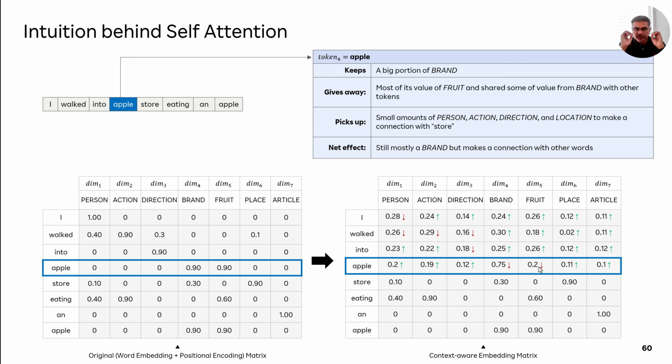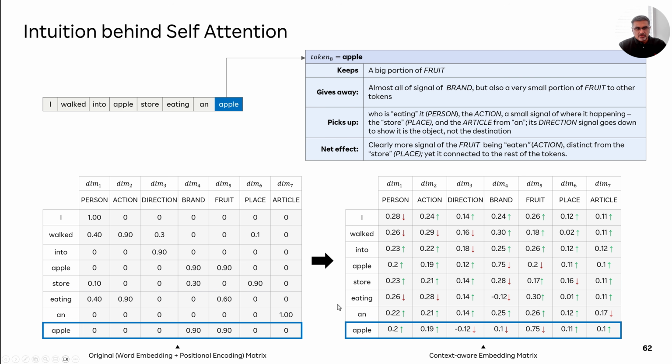So it has to give away its fruit signal significantly to other words. And it has to pick up signal strength from person, signal strength from action, signal strength from direction, and so on. Now you just keep going again and again to the next word and so on.